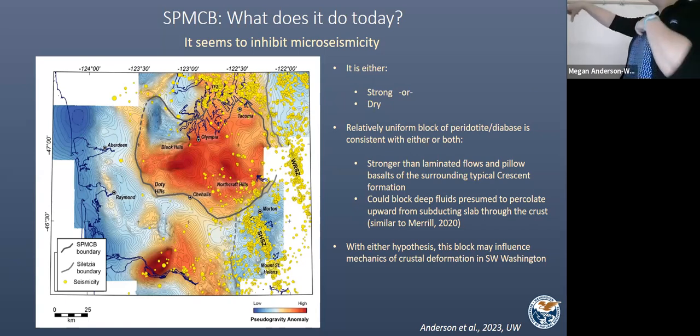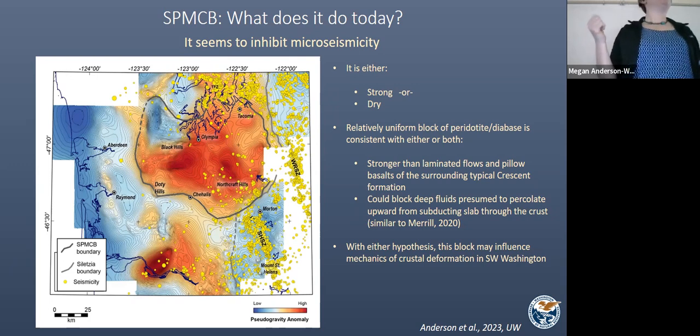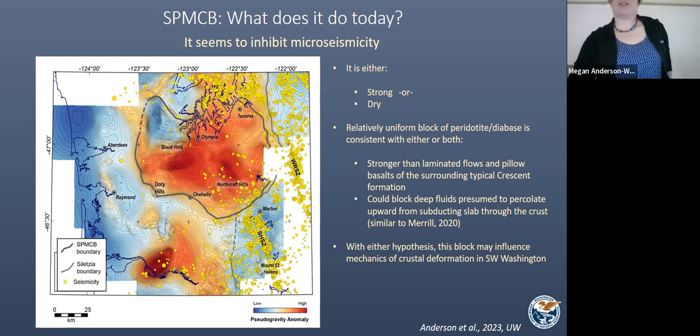That's similar to Reed Merrill's paper in 2020. He worked on a very similar idea underneath the Puget Lowland, looking at Siletzia and relocated seismicity. So it seems like it's maybe a similar thing here, potentially. But with either hypothesis, this block may influence the mechanics of crustal deformation in Southwest Washington in a pretty consequential way. And so I think understanding more about it is really important. I'm really excited to understand it from other data perspectives, such as traditional seismology. I think it'd be great to understand more about what the crust looks like down here.